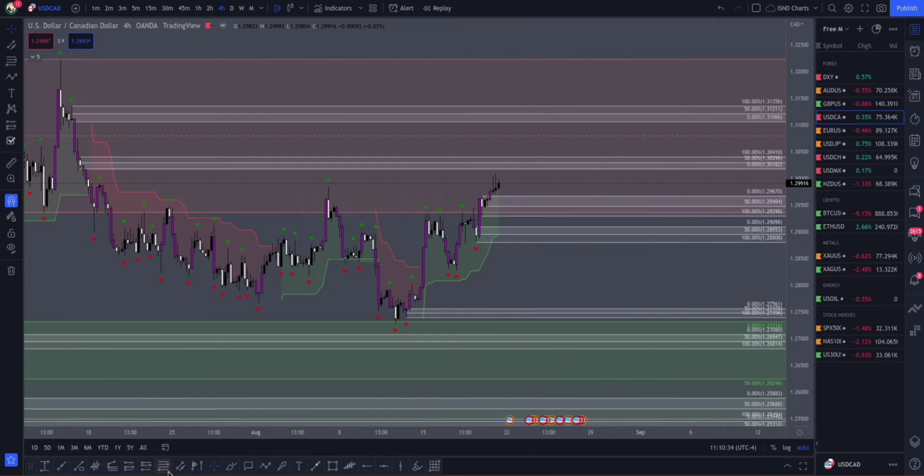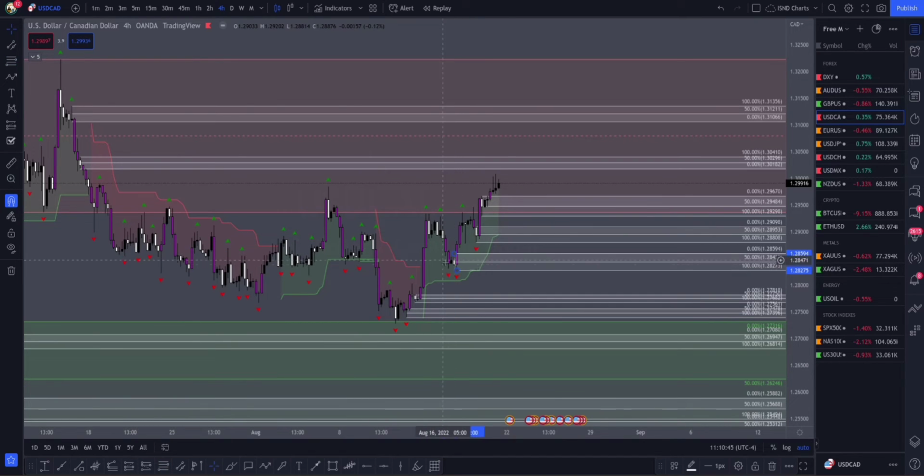A couple of things did catch my eye here. I'm going to mark this as a demand as well as this as a demand. All right, unmitigated demand that we can see price retrace back to. Again, if price starts to come back, taking out these lows, then I'm looking to trade it to the short side on a retracement, either into the flip zone or a newly formed 4-hour supply.